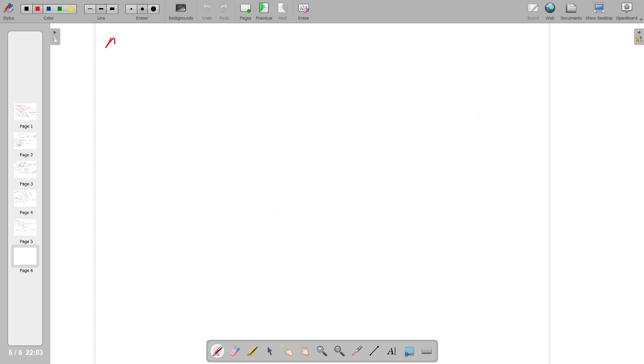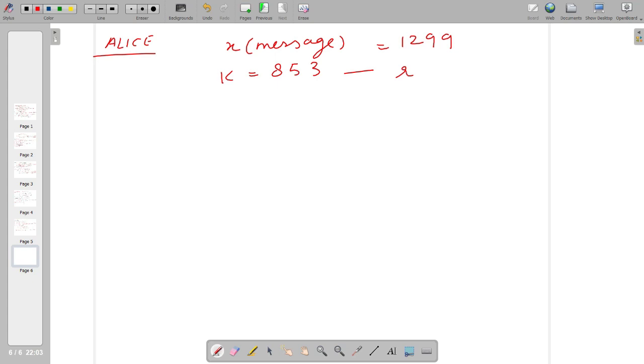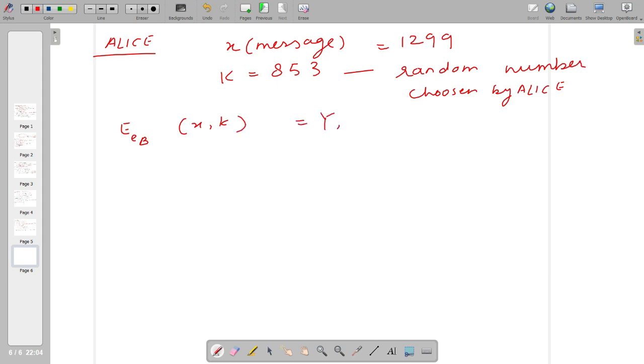Now Alice is going to do the encryption. So for encryption, we need to find a message x, and let's say that for now the message is 1299, and k is equal to 853. This is a random number chosen by Alice. So encryption E of EB, x and k, is equal to y1 comma y2.